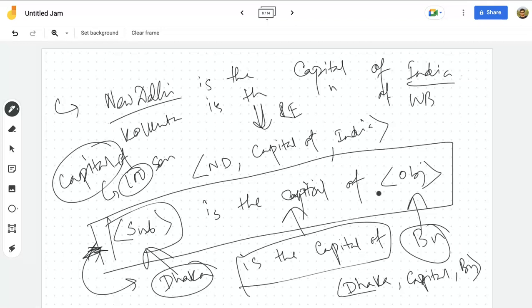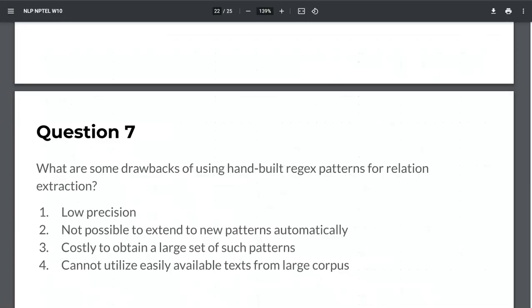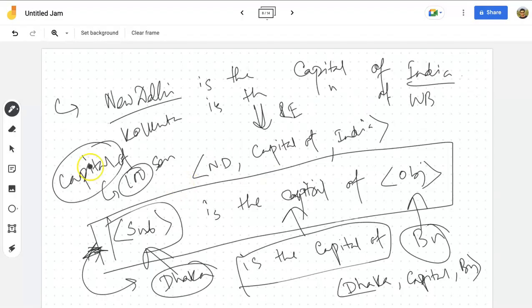So this is the thing. Obviously you need to hand build the regex pattern from this. But in the beginning, someone needs to give you some example sentences. Okay, so this is the thing.